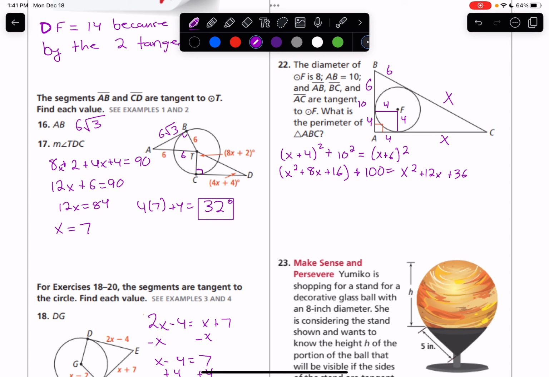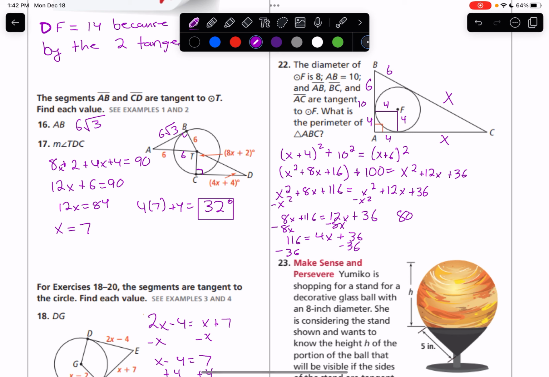Then we can simplify. So we've got x squared plus 8x plus 116 equals x squared plus 12x plus 36. Solve the equation. We can just subtract x squared from both sides, and it goes away because it's on both sides. 8x plus 116 equals 12x plus 36. Subtract in there and solve. Subtract 36. We get 80 equals 4x, 20 equals x.